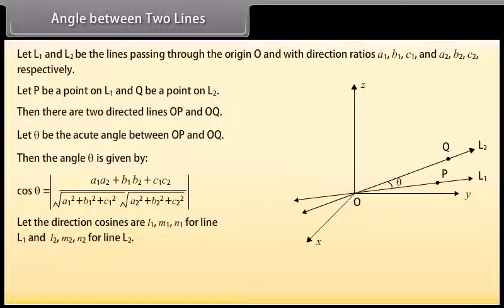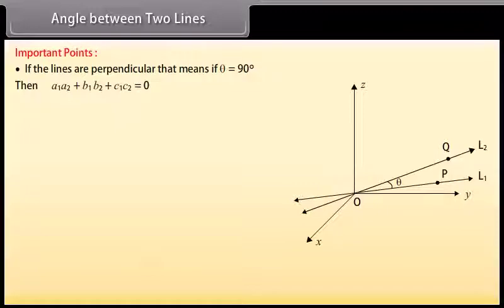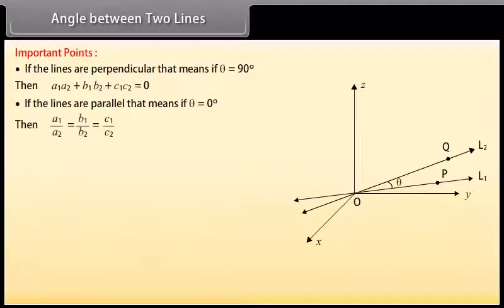Let the direction cosines be l1, m1, n1 for the line L1 and l2, m2, n2 for the line L2. Then the angle theta is given by cos theta equals modulus of (l1 l2 plus m1 m2 plus n1 n2). Important points. If the lines are perpendicular, that means theta is equal to 90 degrees, then A1 A2 plus B1 B2 plus C1 C2 equals 0. If the lines are parallel, that means theta is equal to 0 degrees, then A1 by A2 equals B1 by B2 equals C1 by C2.